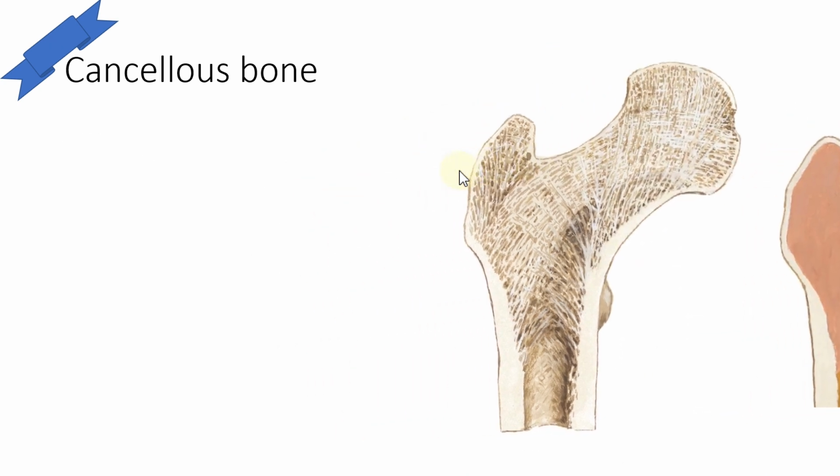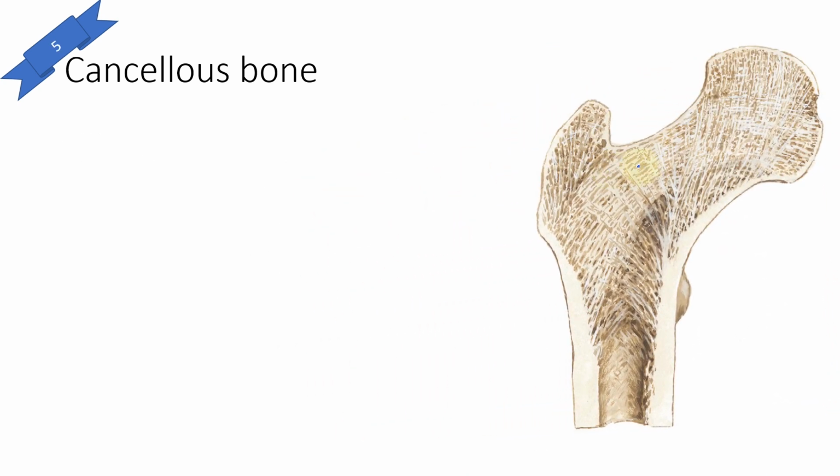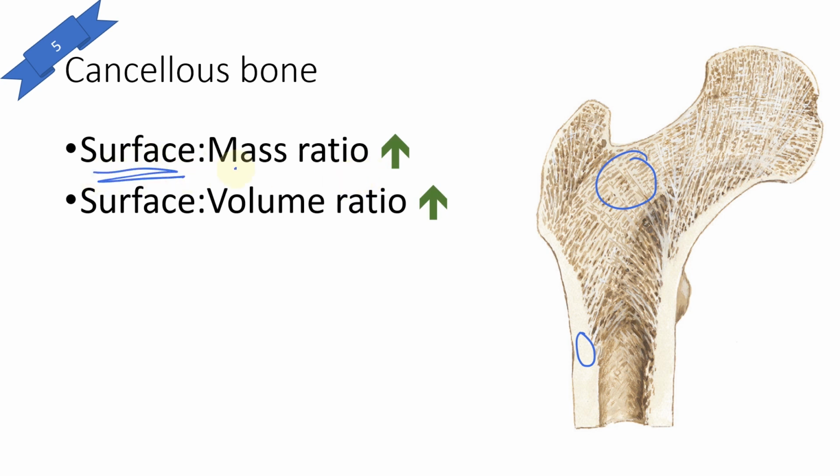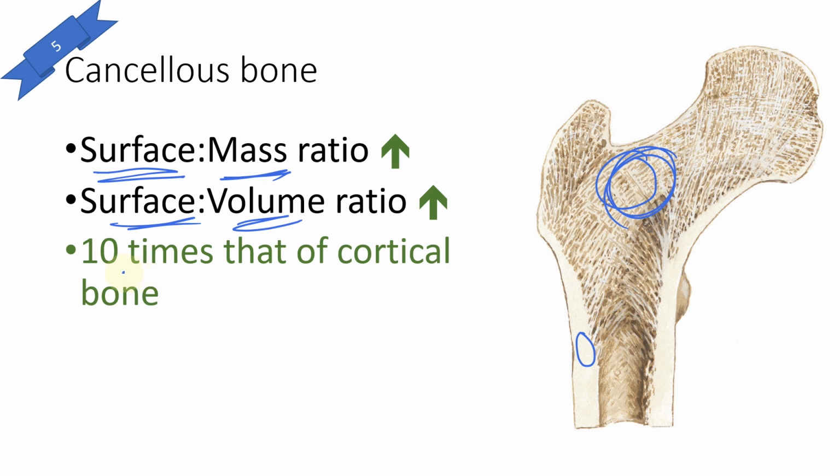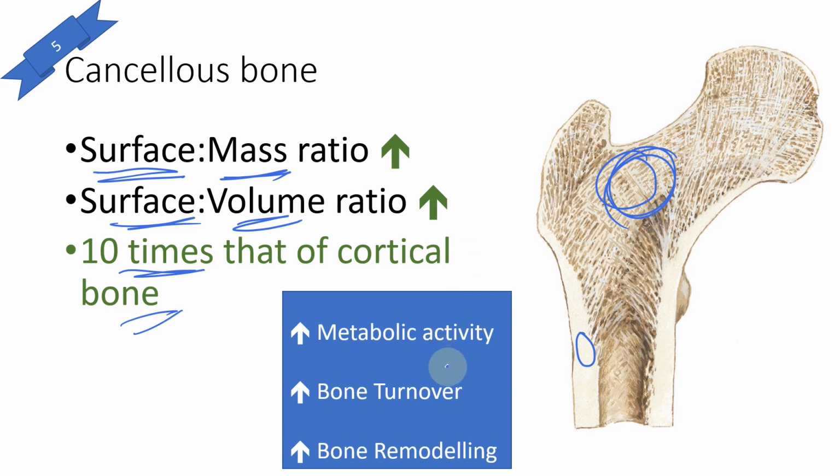Another very important point about cancellous bone is that if you compare this region and you compare this region, this is cortical and this is cancellous, you can understand that the cancellous bone is a region where you have increased surface to mass ratio. If you look at this area, you have a lot of surface area to this part. The surface to volume ratio is in fact 10 times that of cortical bone. And due to this reason itself, the metabolic activity and the bone turnover and bone remodeling is all very, very high for cancellous bone, because you have a lot of surface area, a lot of enzymes can act, more bone turnover occurs in that site, and bone remodeling also is increased in that site.